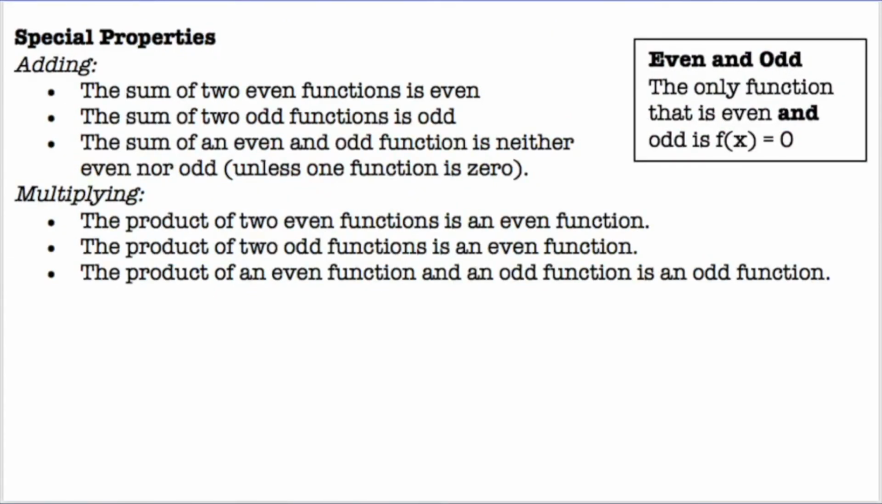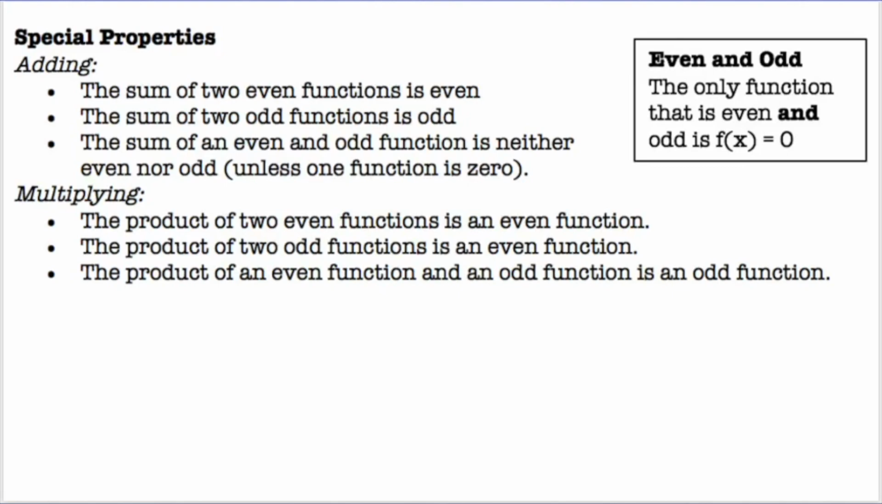All right, so we have some special properties that we need to go over. So when you're adding two even functions, it's going to be even. When you're adding two odd functions, it's going to be odd. And the sum of an even and odd function is neither even nor odd.